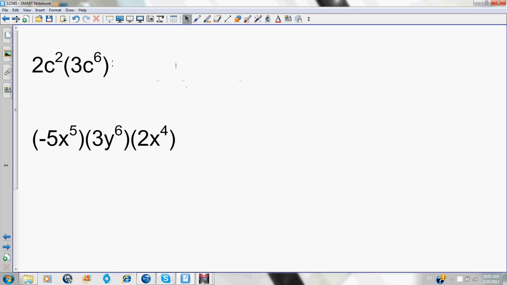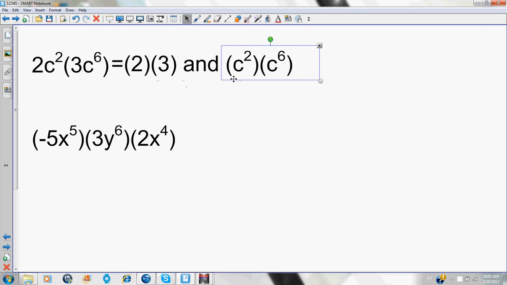Now in these examples, what we're going to be doing is multiplying powers that have the same base, but they also have coefficients. Remember, the coefficient is the number that's in front of the variable. So in this case, the coefficient is 2, and in this case, the coefficient is a 3. The only difference between the previous example and this example is that you multiply the coefficient times the coefficient, and you multiply the power times the power. So that means we'll go 2 times 3, and we'll do c to the 2nd times c to the 6th.